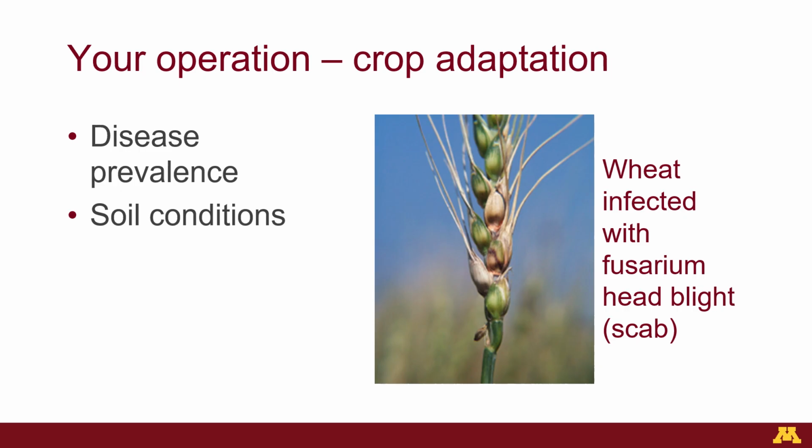In this picture, we show a close-up of the seed head of a wheat plant that was infected with Fusarium head blight, also called scab. Many of the developing seeds are brown instead of green due to the disease.